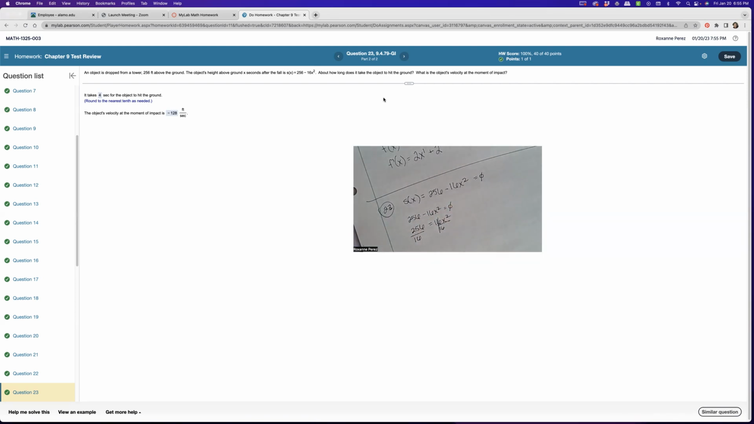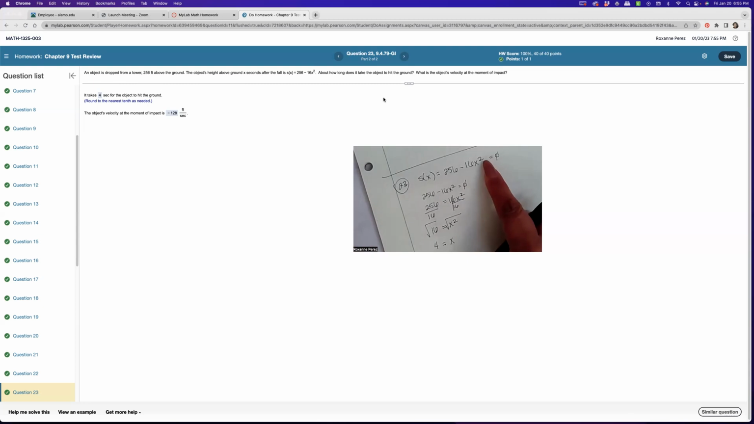256 divided by 16 is equal to 16. So 16 equals x squared. I'm going to take the square root of both sides, and that is 4 equals x. So x represents time. This function represents height above the ground. So at 4 seconds, the object hits the ground. So let's answer part A. It takes 4 seconds for the object to hit the ground.